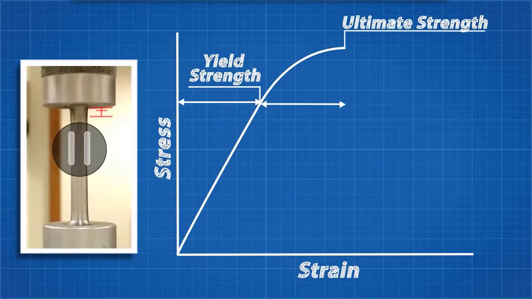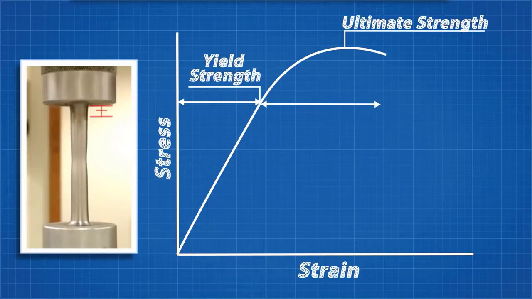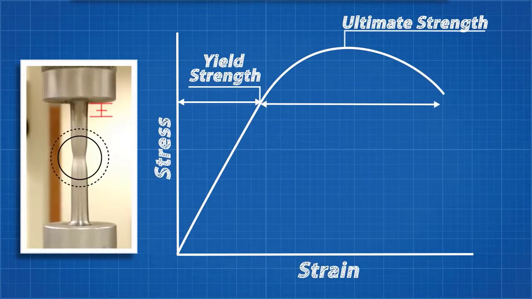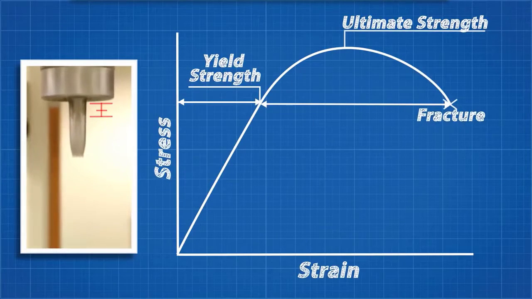The stress continues to rise until it hits the ultimate tensile strength point. This is the ultimate strength of the material, the most stress it can handle. From here, less stress is needed as the material begins to decrease in cross-section, which you can see happening here. This is called necking. This continues until the material fractures. We can get a lot of really useful information from this graph.